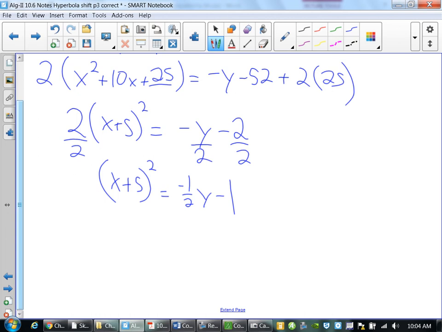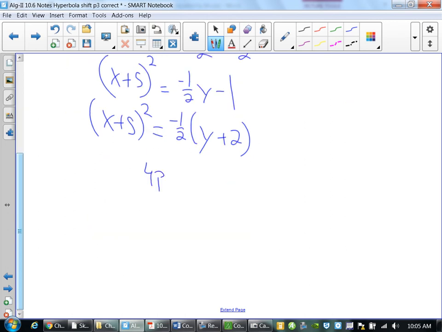What do I have to take out? Negative 1/2. Take out the negative 1/2. When you take out the negative 1/2, well, negative 1 divided by negative 1/2 is positive 2. And then you get, so that means you set your 4p value equal to negative 1/2, which means your p value is negative 1/8.